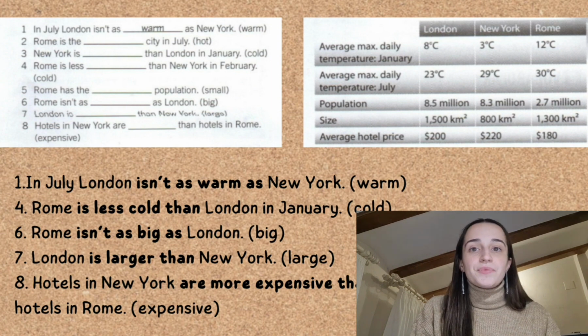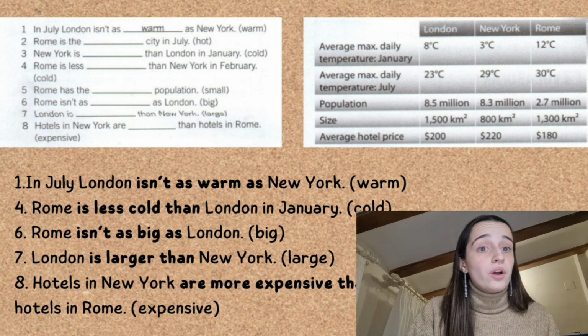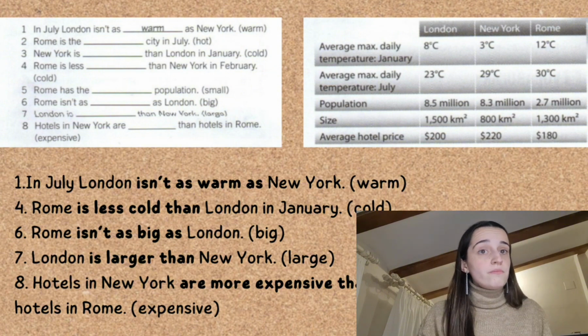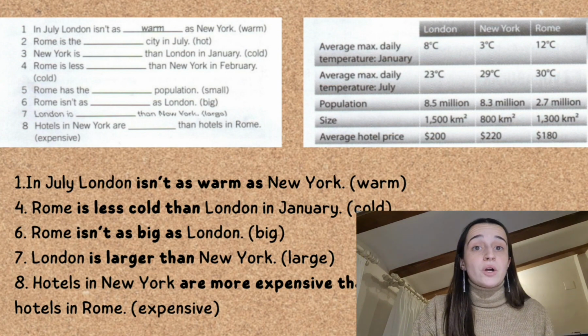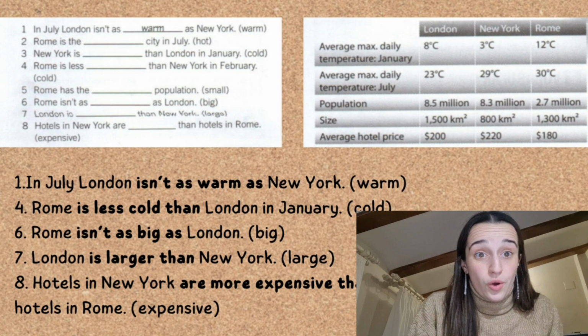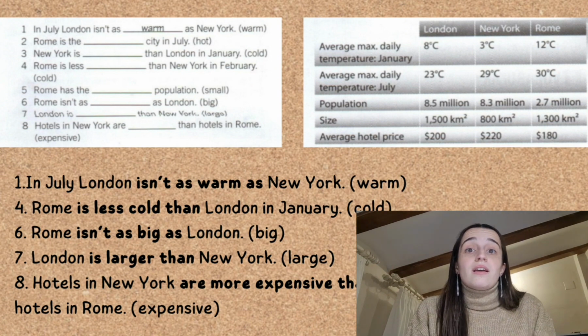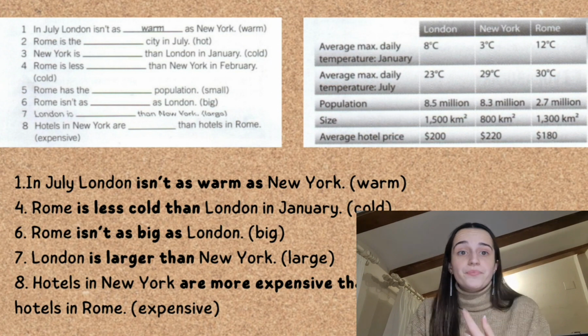Okay. 6. Rome isn't as big as London. Population of London 8.5 million. Population of Rome 2.7 million. What is more? London, because it's obvious. So Rome isn't as big as London, because London is bigger than Rome.